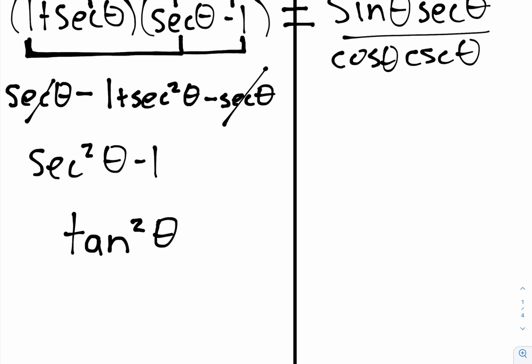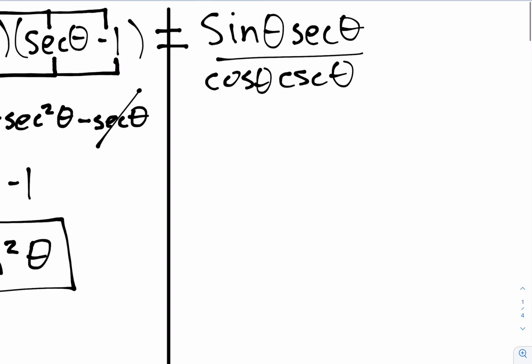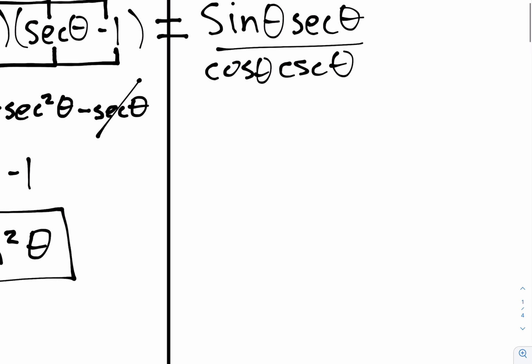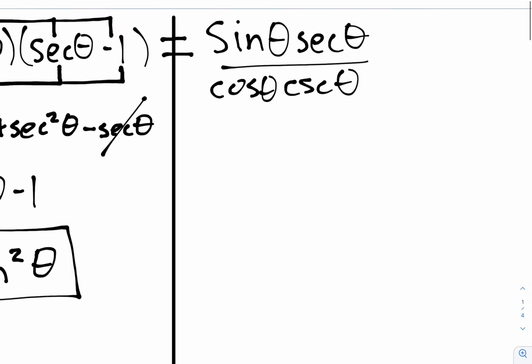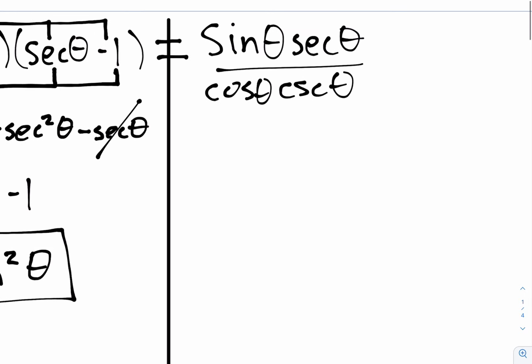So we started with these two brackets multiplying each other on the top, and we got it down to something that's literally just one term, tan squared theta. I'm pretty sure that we're done with the left side here. Anytime you think you're done simplifying on the left, we move on to the right side. On the right side, we have sine theta times secant theta over cos theta cosecant theta.